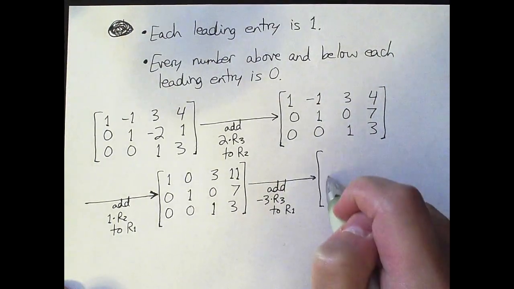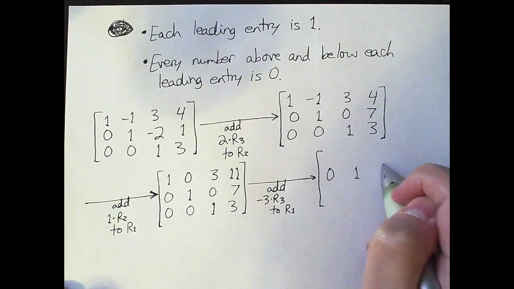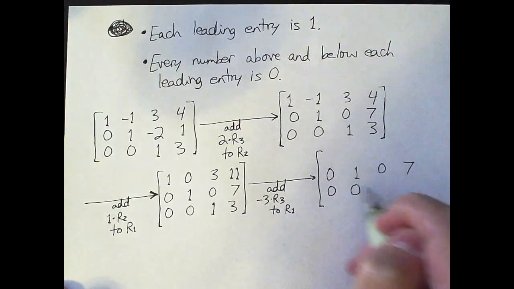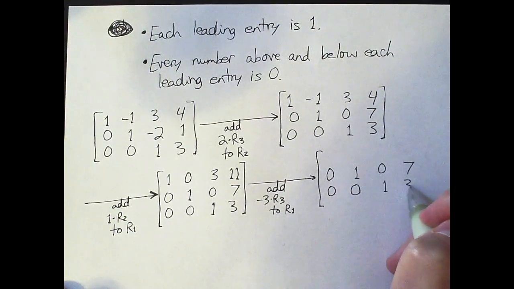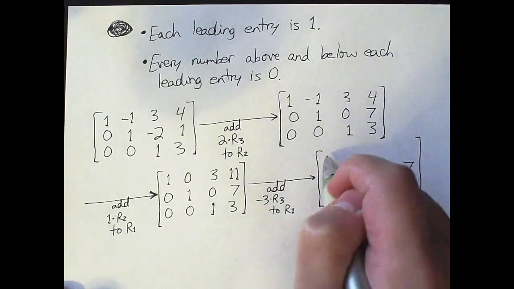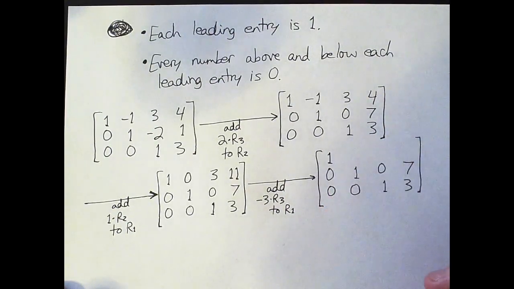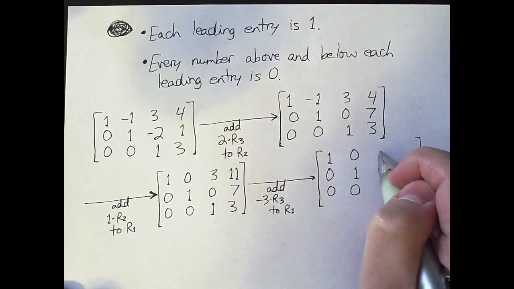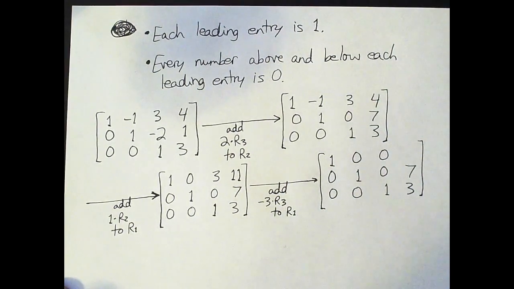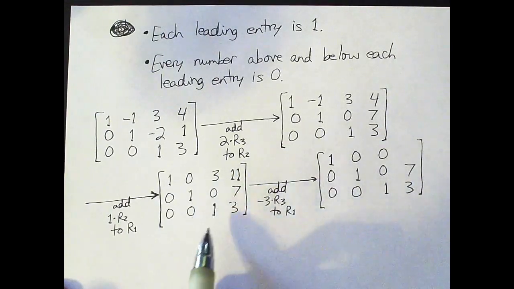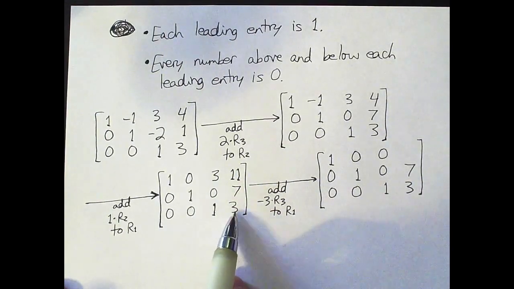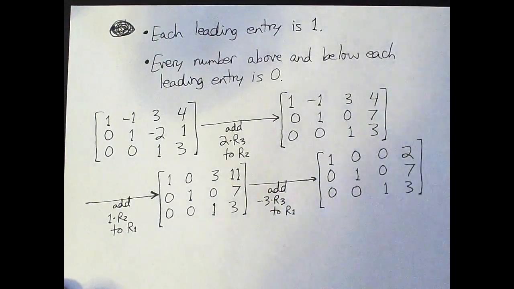So I'll copy the rows that are not changing. And row 1 is the one that's getting something added to it. So the 1 gets 0 added to it. The 0 gets 0 added to it. The 3 gets negative 3 added to it. That's what we wanted. But then what happens to the 11? Negative 9 gets added to 11. You get 2, 7, 3.